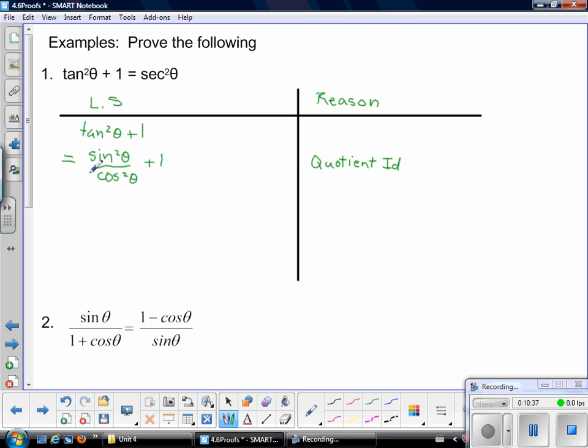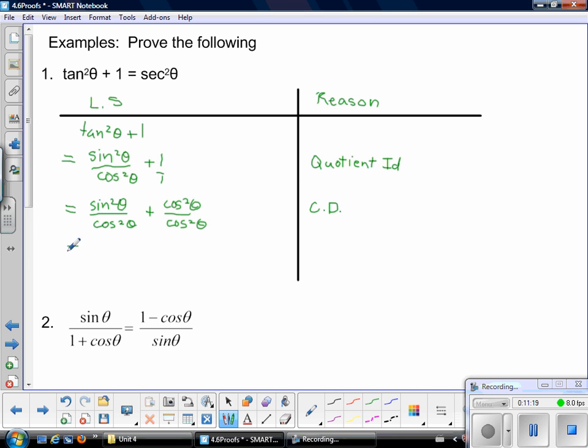Now I have this. This looks like a fraction, so I'm going to find a common denominator with the 1. My common denominator would be cos squared theta. So I have sine squared theta plus cos squared theta over cos squared theta. Yes, there's a lot of writing down, even though I can see the end of where I want to go. In a proof, I literally have to take the time and write out each step. And what did I do? I found a common denominator, and I'll just put CD, common denominator.